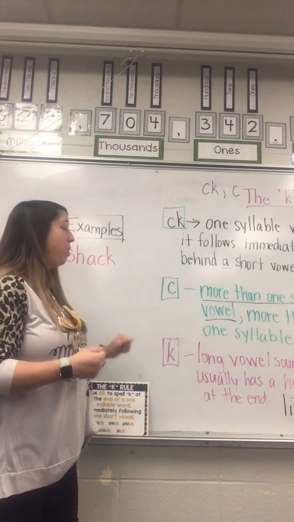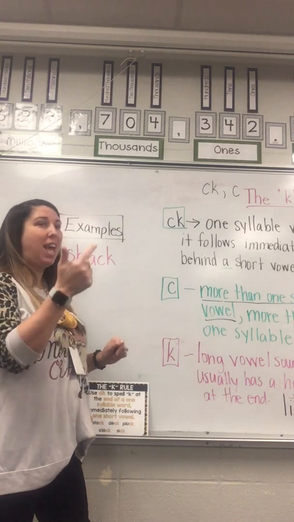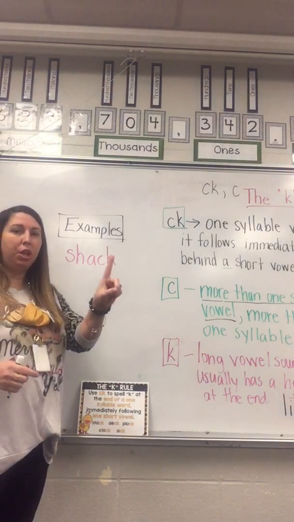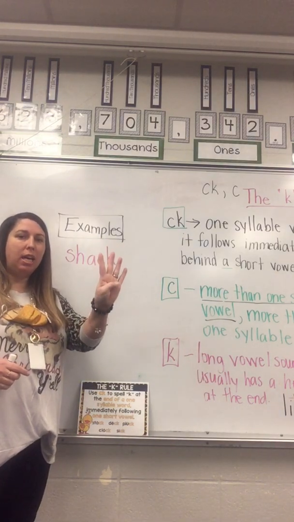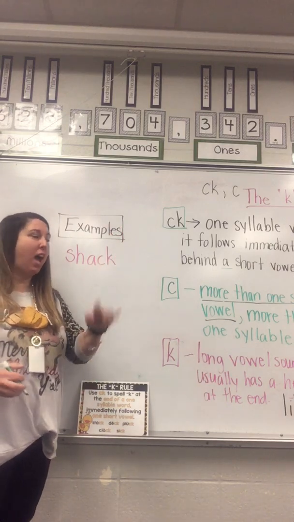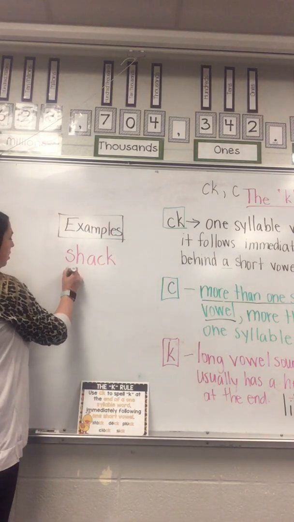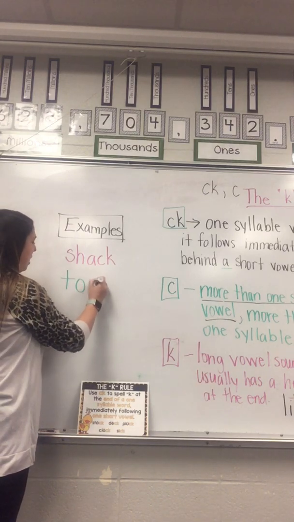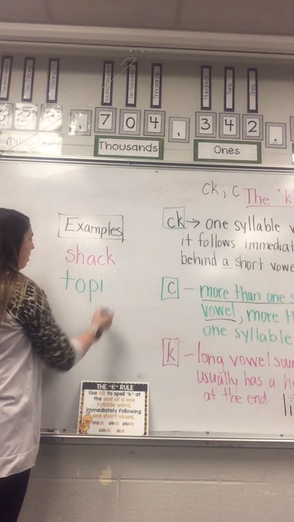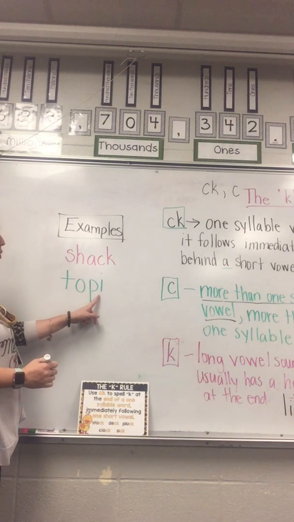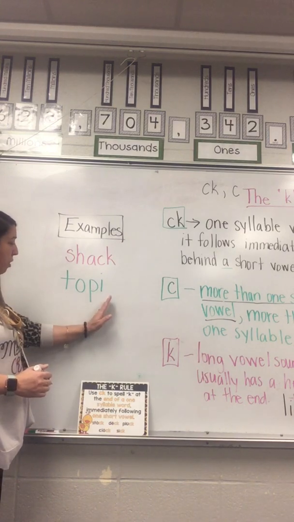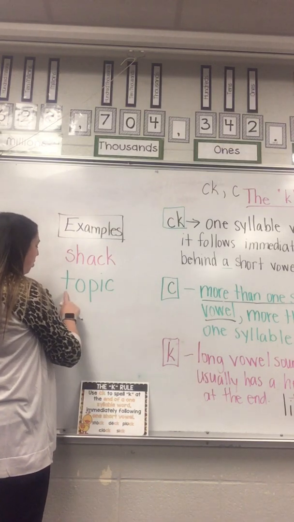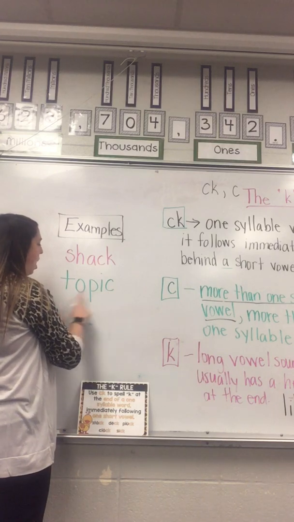I also know that I'm hearing 2 short vowels, o and i. So let's spell topic. We're going to sound it out. Ready? T, a, p, i, k. How many sounds? 5. Let's see how many letters. T, a, p, i. Remember, it has 2 short vowels, and it has more than one syllable, so I'm going to use the C. So, t, a, p, i, c, topic.